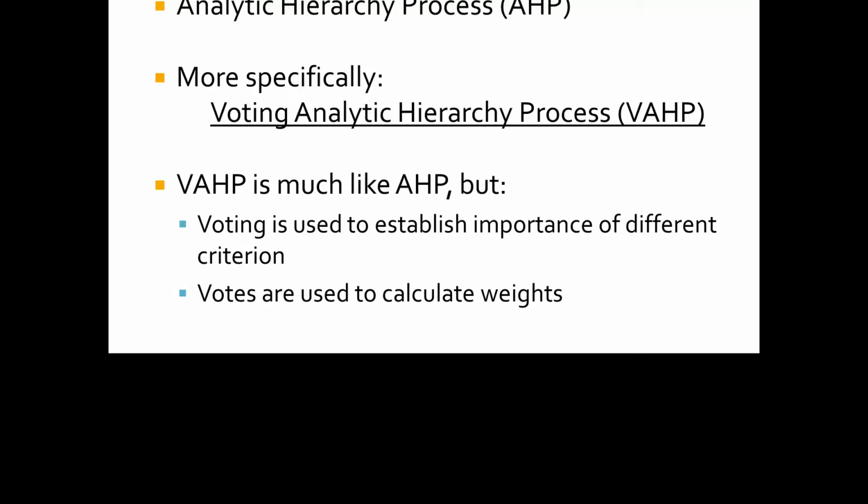The method used was the analytic hierarchy process, in other words AHP, and more specifically for this paper, the voting analytic hierarchy process, which is also known as VAHP. VAHP is a lot like AHP. The only difference is that instead of knowing how much more important one criteria is than another, voting is done by a number of candidates to establish the importance of the different criterion. From the votes, the weights are then calculated to figure out which criteria is more important than others.